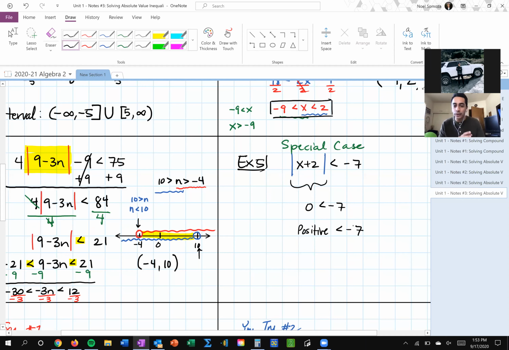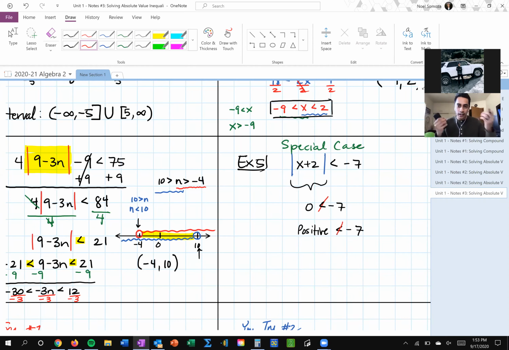And what can you say about both of those statements? They're false. Exactly. 0 is not less than negative 7, and a positive number will never be less than negative 7 because positive is clearly bigger. So do you see how we've gone through the only 2 options that we can have, and yet there's nothing that's going to work? There's no number that we could plug into that x value, take the absolute value, and then find out that it's less than negative 7.